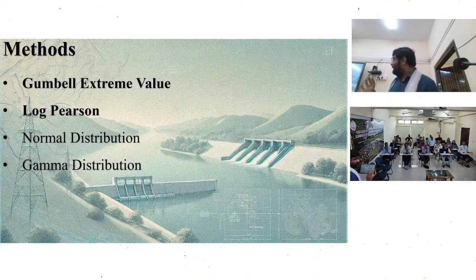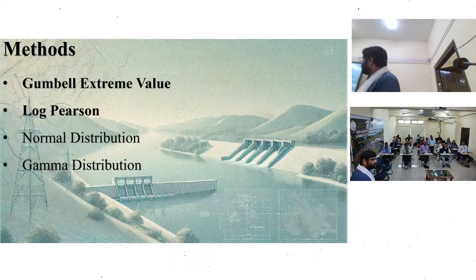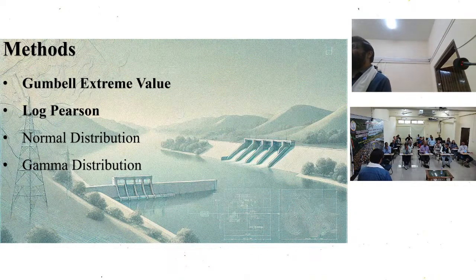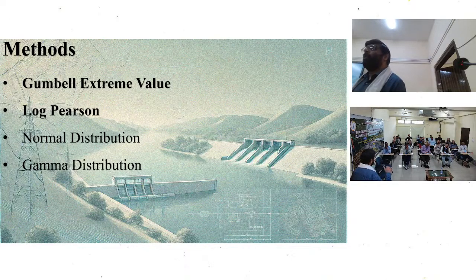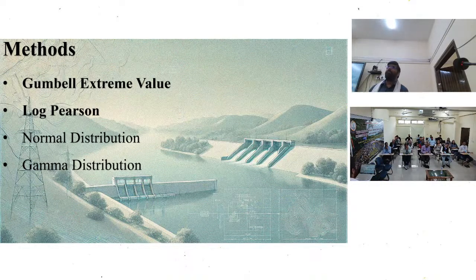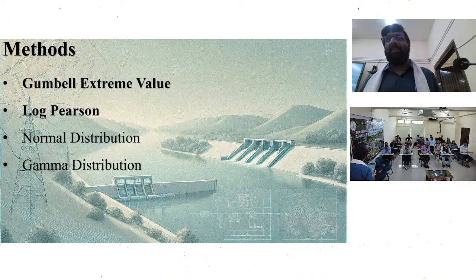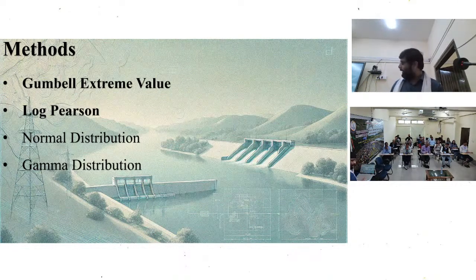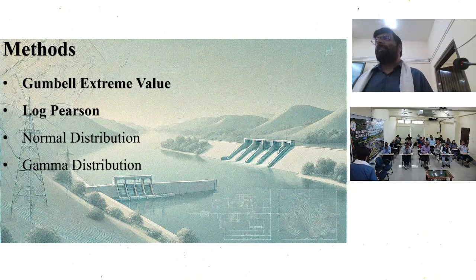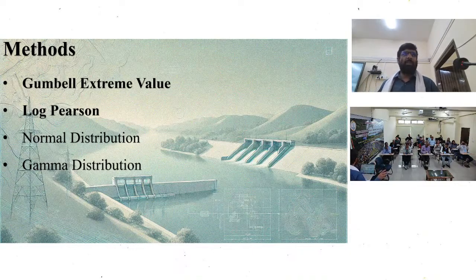So there are multiple methods. You have Gumbel extreme value, log Pearson, normal distribution, gamma distribution, then log normal, log gamma. Even in Gumbel extreme values, you have type 1, type 2, and log Pearson type 2, type 3. There are multiple methods. So I will only go into detail on two methods, citing the time shortage. These are the two most common methods that we use in the Indian context. You can always use other methods.